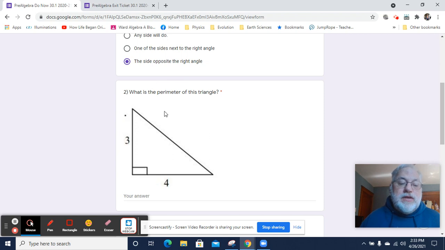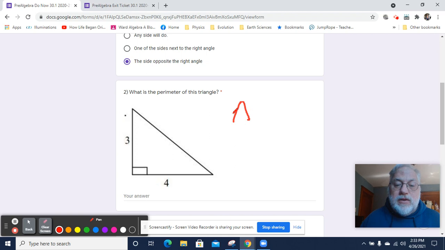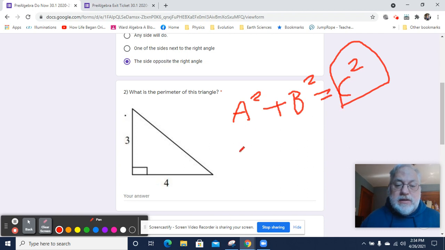So what's the perimeter of this triangle? In order to figure that out, we need to figure out this missing side. Well, it's a right triangle. So A squared plus B squared equals C squared. Okay, and we don't know C. That's the thing we're trying to find out. So A is 3 or 4, doesn't matter which, just one or the other. So 3 squared plus 4 squared.